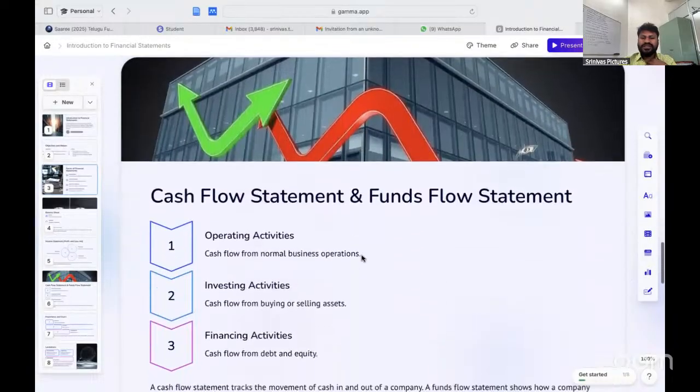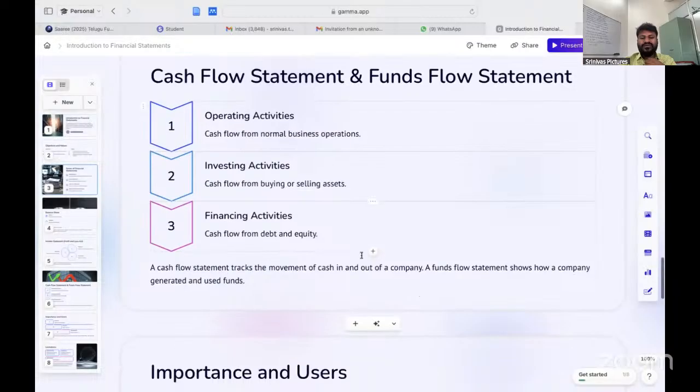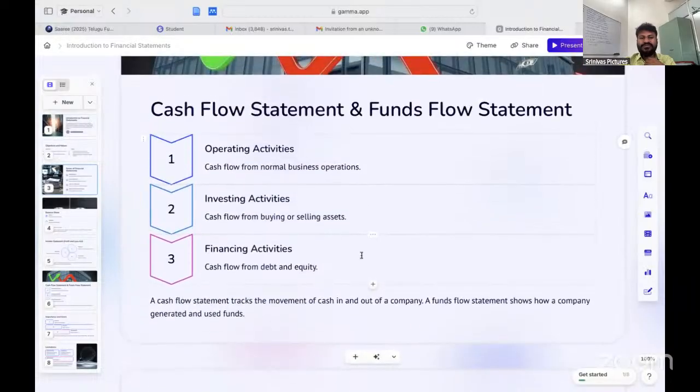The next one is the cash flow statement. I already explained earlier about the cash flow statement and funds flow statement. First, I am going to talk about the cash flow statement. Cash flow statements we classify based on operations.